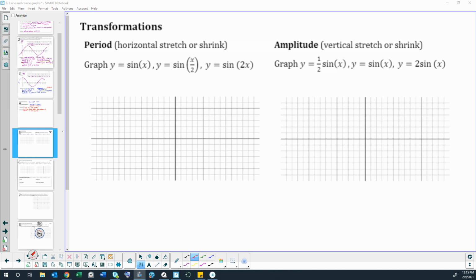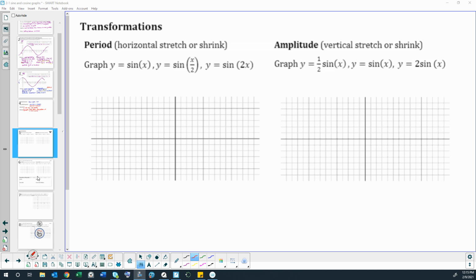All right, 4 different types of transformations we're going to talk about here. So there's where the period transforms. That's where the graph has a horizontal stretch or shrink, which changes the period of the graph, the length of the cycle. We can have an amplitude change where it stretches this direction and the amplitude gets smaller or bigger, right?